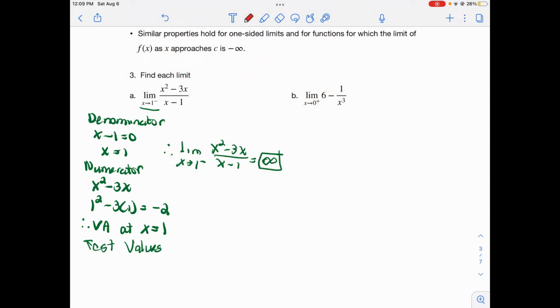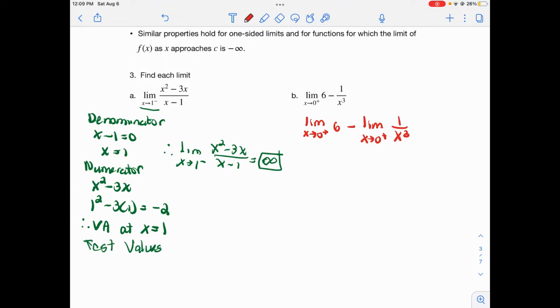All right, now let's try this next one. We're trying to find the limit as x approaches 0 from the right of 6 minus 1 over x squared. I'm going to break this up using my properties of limits. There are a couple of ways you can approach this problem.